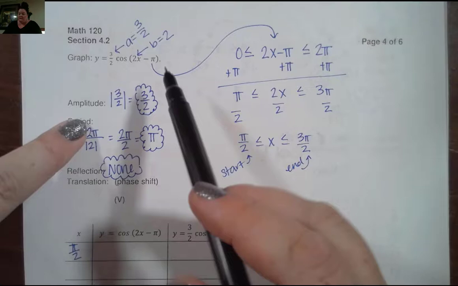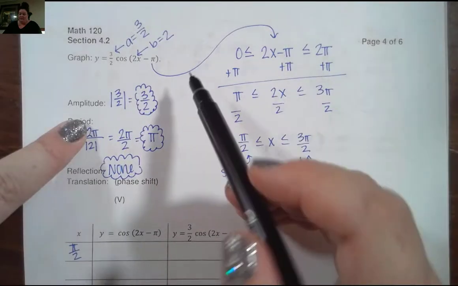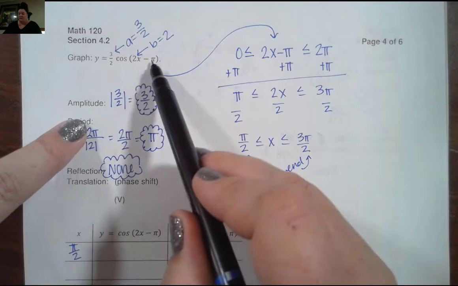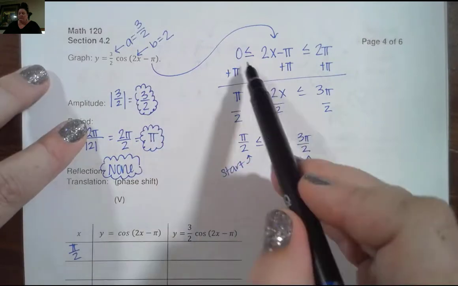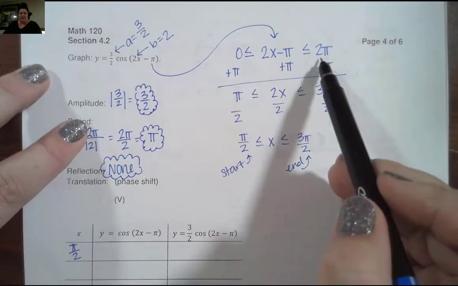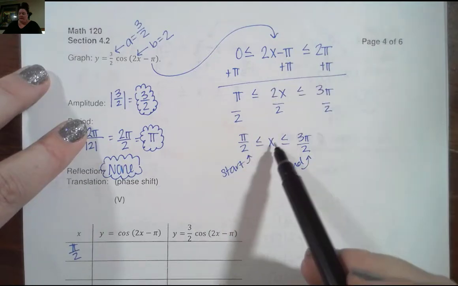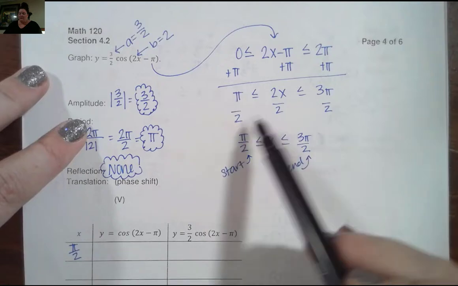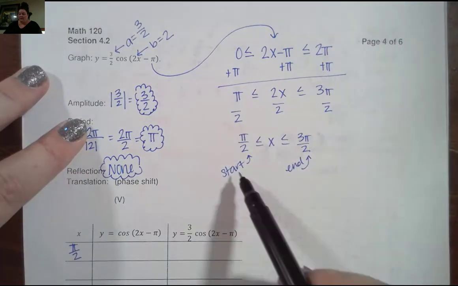Now, in order to see what our starting and ending point should be, I'm going to take whatever is inside this cosine function, and I'm going to put it between 0 and 2 pi and work it out. Now all we had to do was add the pi to both sides and then divide both sides by 2, and we end up with our starting and ending value.